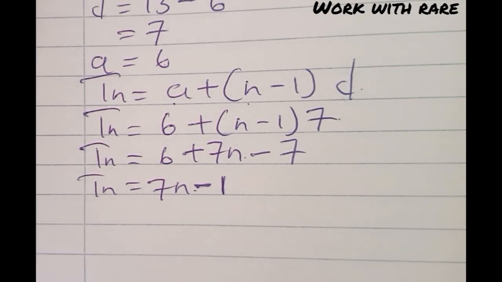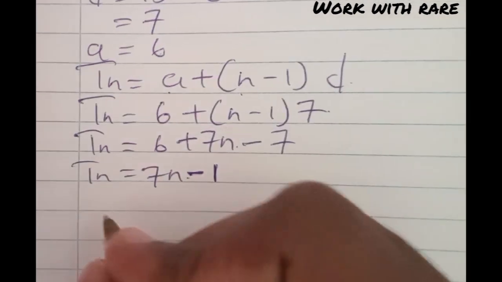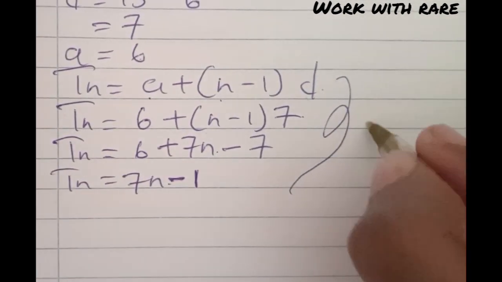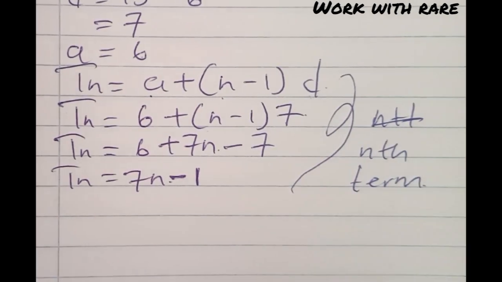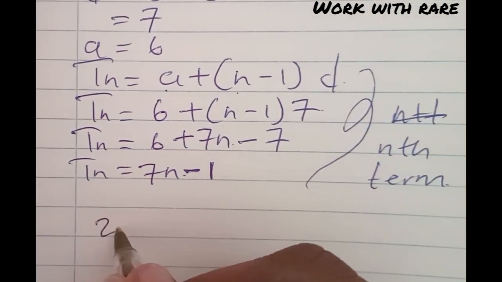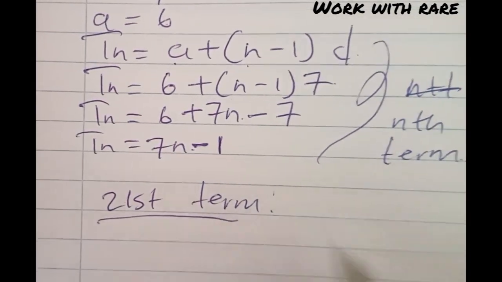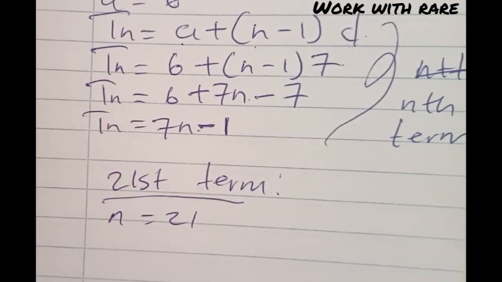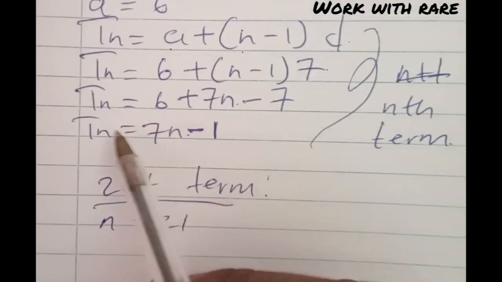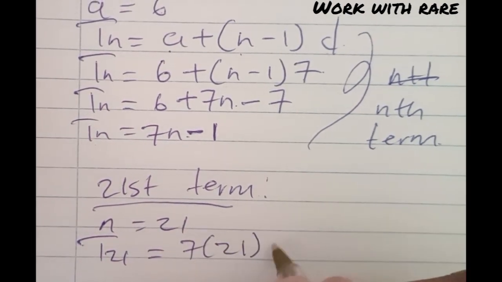Okay, so for number 2, they said determine the 21st term. So which means my n is, remember now here they were looking for the nth term. Now they are looking for the 21st term. So when they are looking for the 21st term, we will take our n as 21. So where I see n, I'll write 21. Remember here it's Tn, so I'll say T21. Where I see n, I write 21.